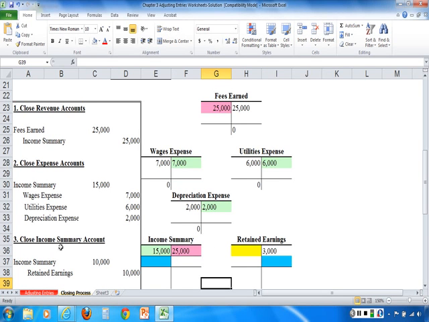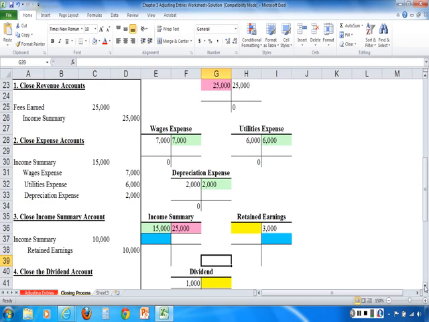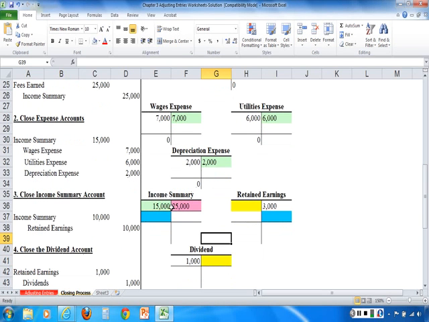In the third step, I close out the income summary account. Presently, my income summary account has a balance of $10,000 credit, which essentially represents net income. So I have revenues of 25 and I have expenses of 15, and the difference between the two is my net income essentially of $10,000.